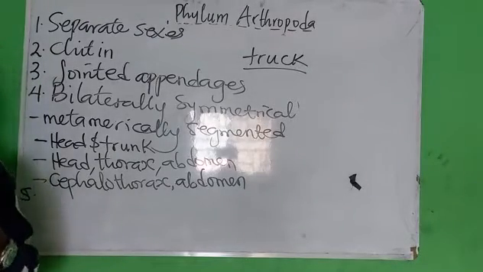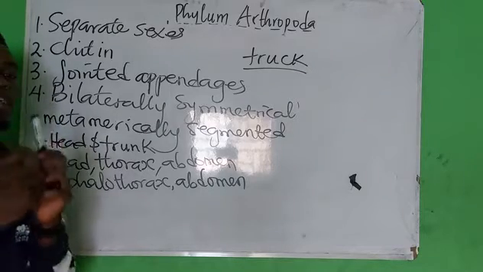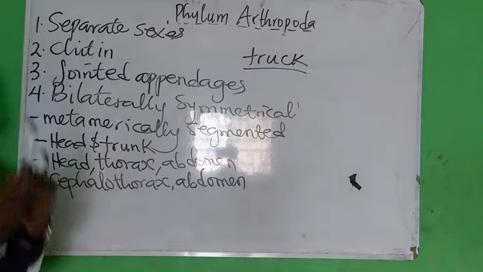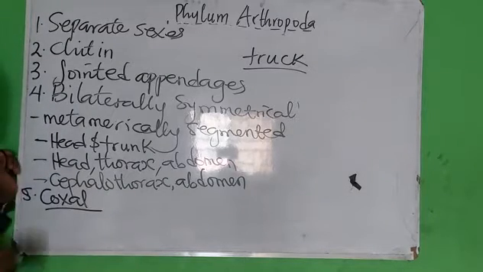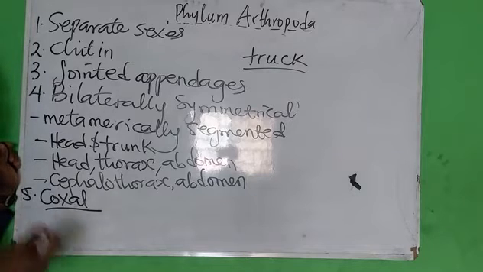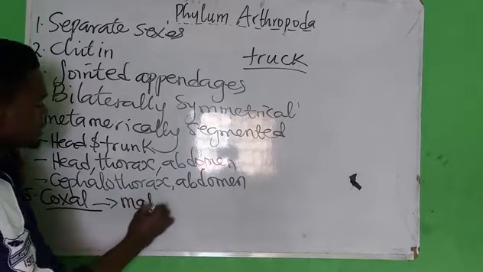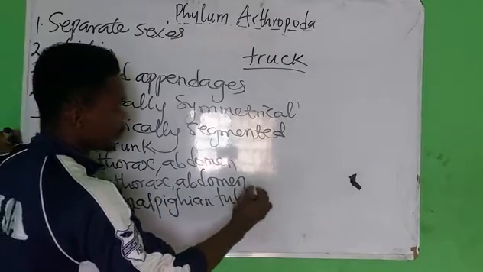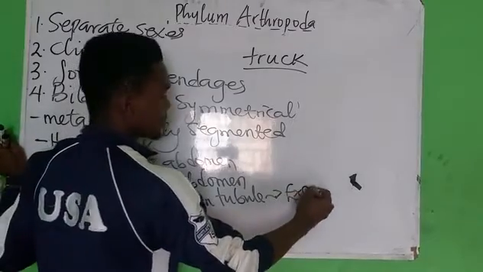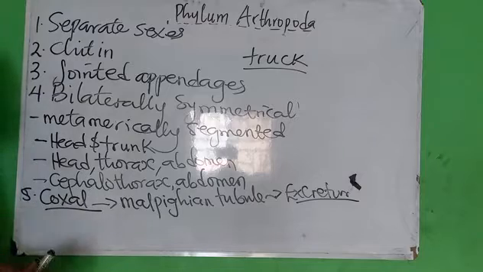These organisms, they have what? They have a pair of excretory glands. This pair of excretory glands possessed by this organism is called coxal. Coxal is the pair of excretory gland possessed by some of these organisms. Now, some organisms also have the Malpighian tubule for what? Excretion.